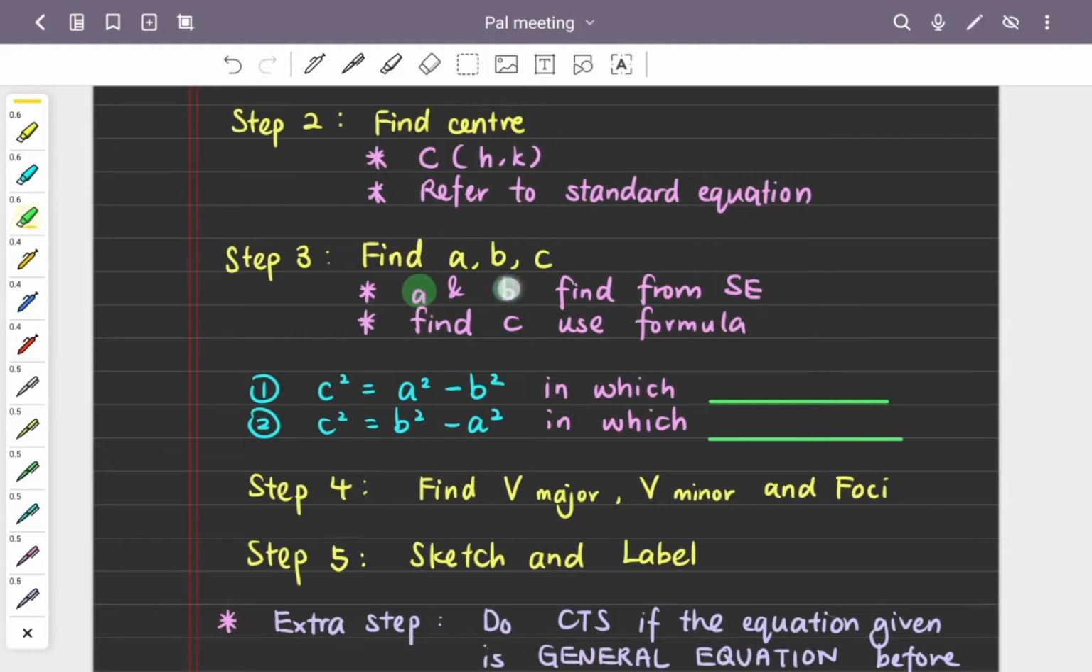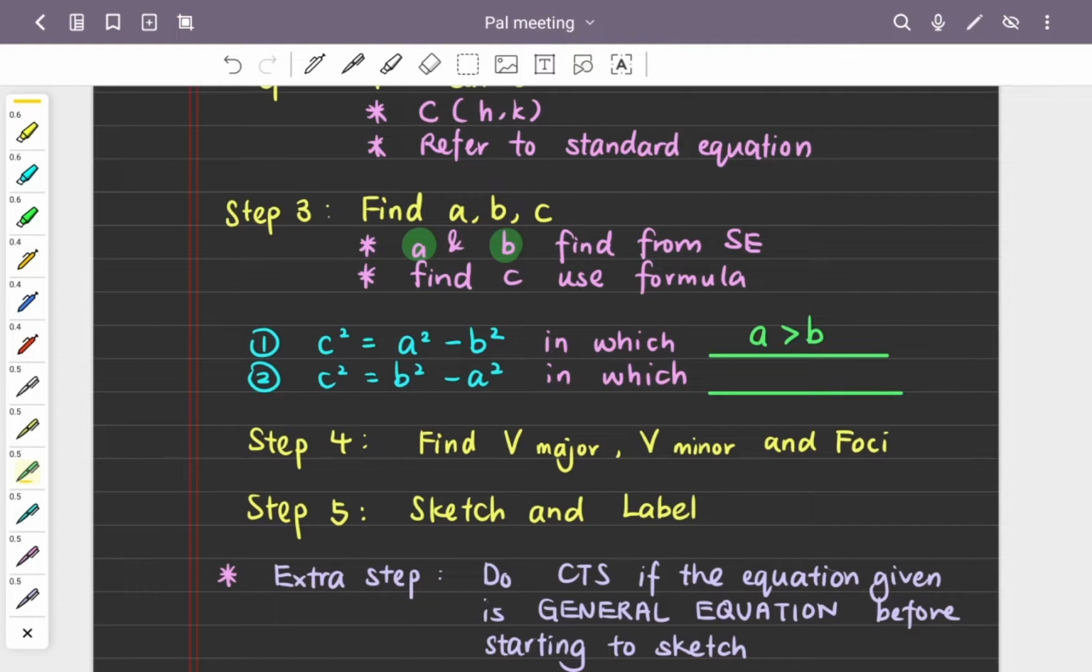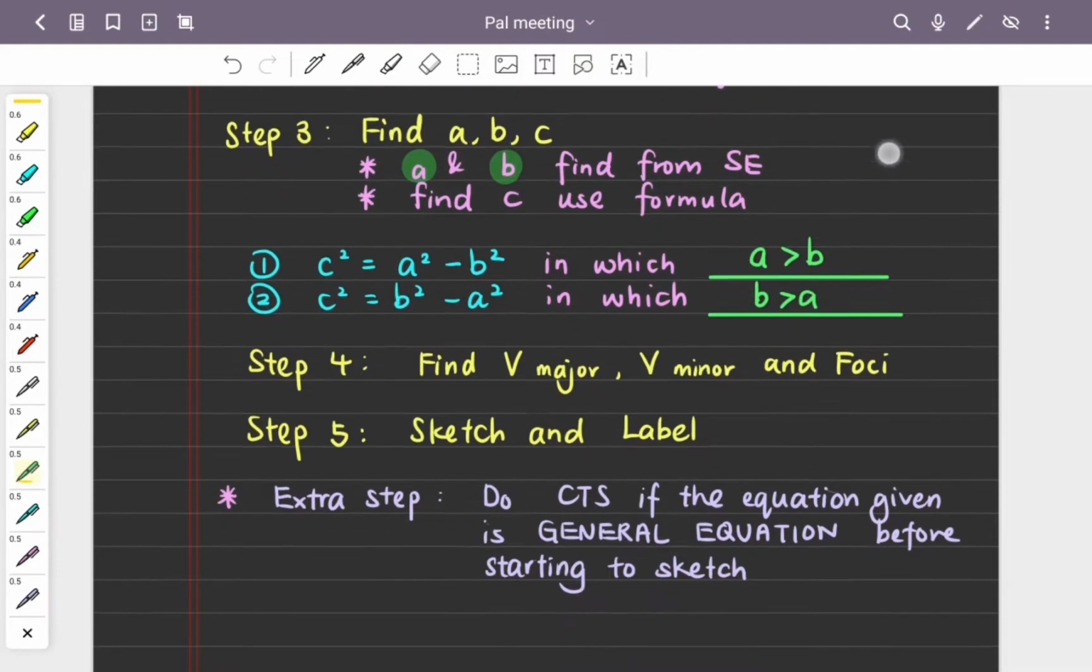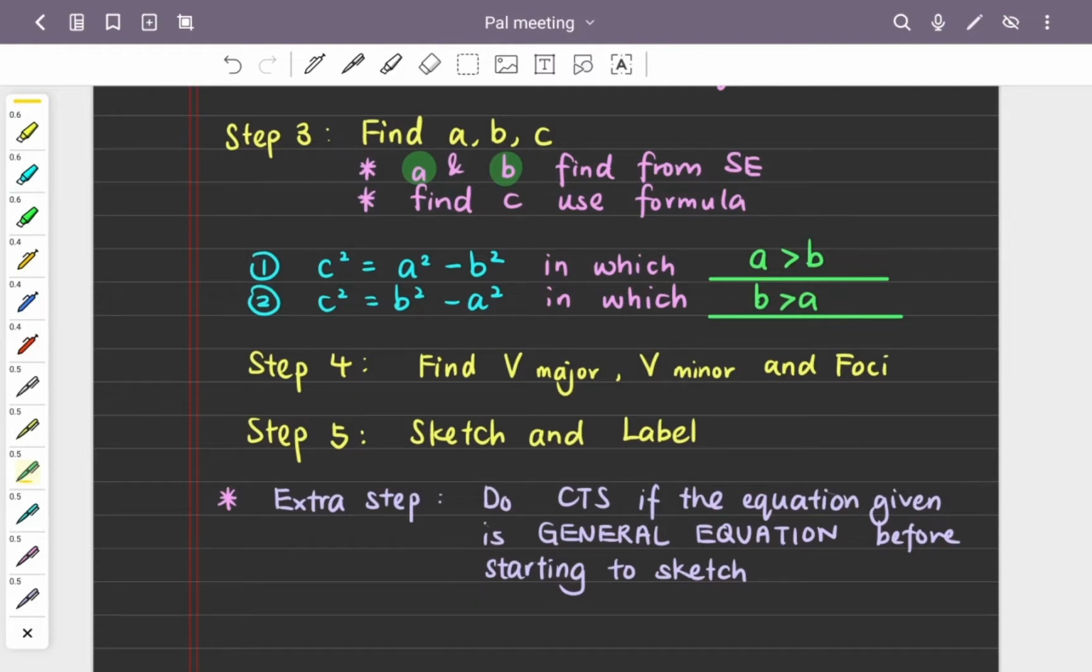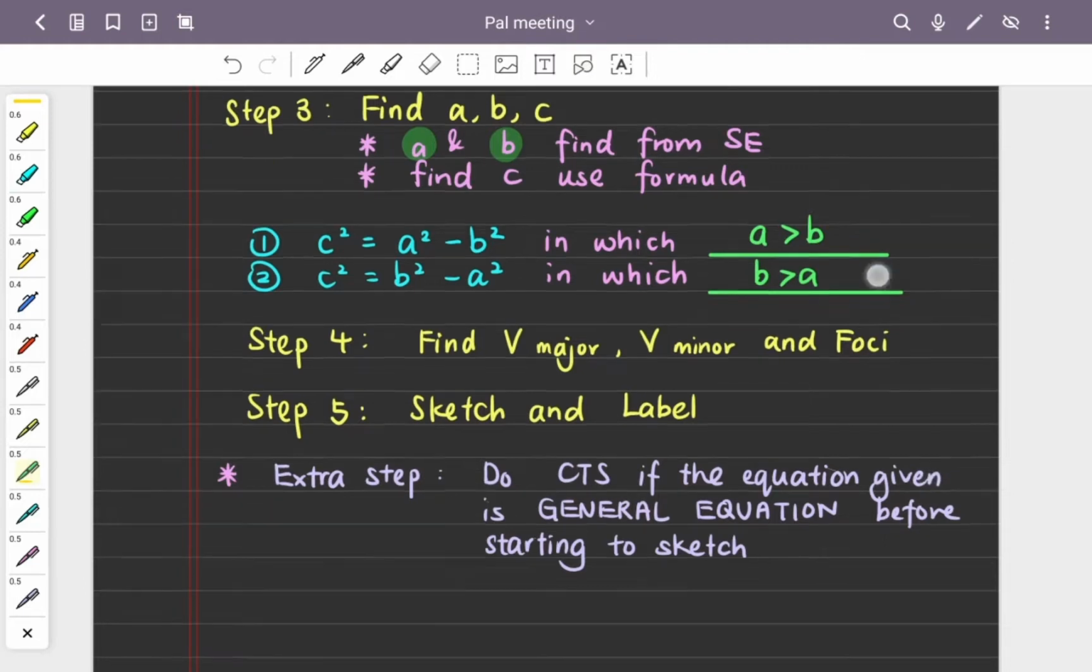For A and B, you take from the standard equation. But C, you cannot take from the equation. You need to find it using a formula. We actually have 2 formulas. C squared equals A squared minus B squared, in which A is greater than B. And C squared equals B squared minus A squared when B is greater than A. So whichever is bigger, you use that value to subtract the smaller one. That's it. A very easy way to remember.